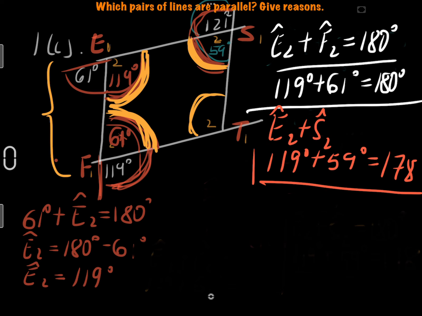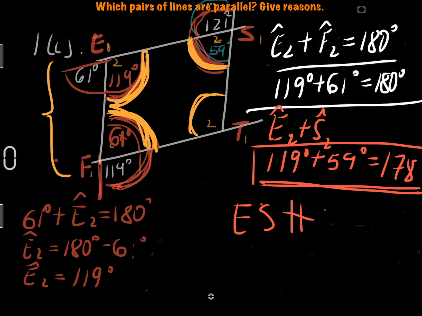Because of this discrepancy in our application, it means that line ES is not parallel to line FT. We can conclude on that basis because of this answer here.